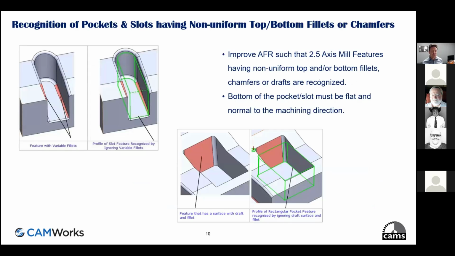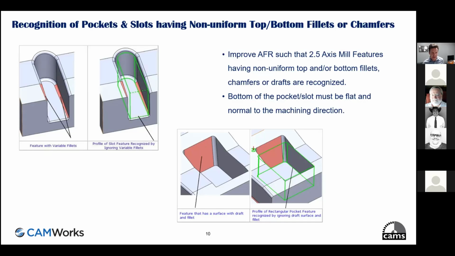They've also added the ability to recognize pockets and slots that have non-uniform top and bottom fillets or chamfers. This improves AFR and gives you the ability to recognize features that were previously not recognized. We can see a couple examples of that here. Here we've got a slot with a variable radius fillet. You can see it starts out smaller here and gets bigger as it goes to the back. We could then go ahead and clear that material out. We'd still probably want to use something like a Z-level finish in order to cut that, but as you guys know, that's available even in our 2.5-axis premium package.